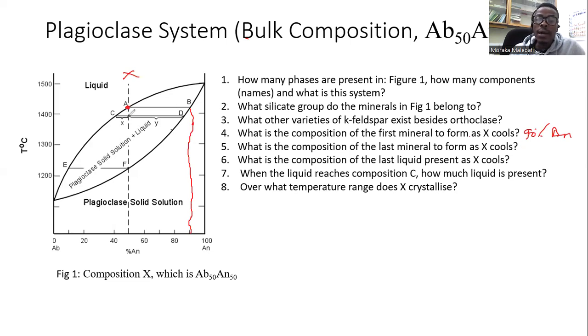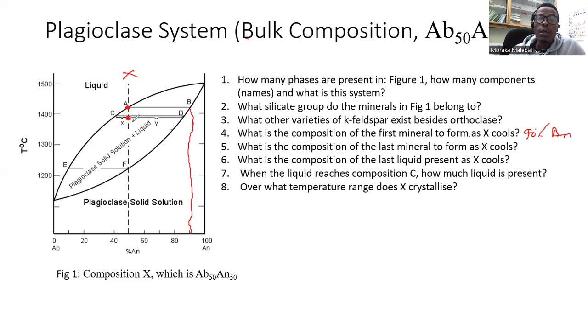When we get somewhere here, if we were to stop here, then we need to use the lever rule to know the proportion of the solid and the crystal. Then we go a bit down, we lower the temperature to around, I think, 1226 degrees, somewhere here. And this is where we're going to get the last mineral to form.